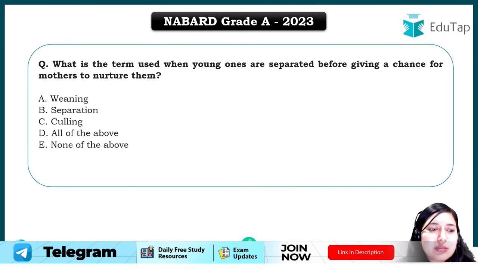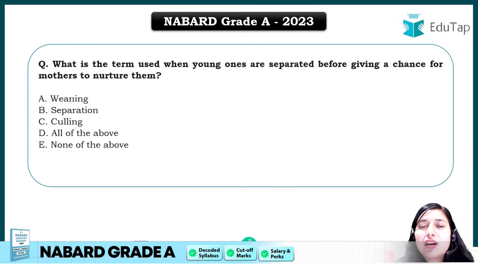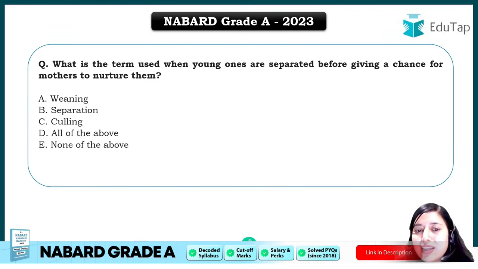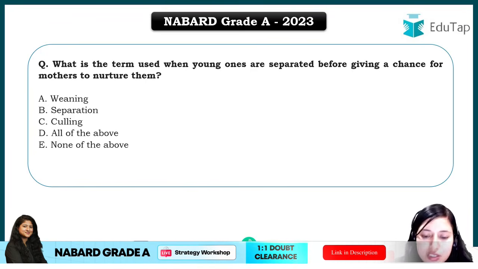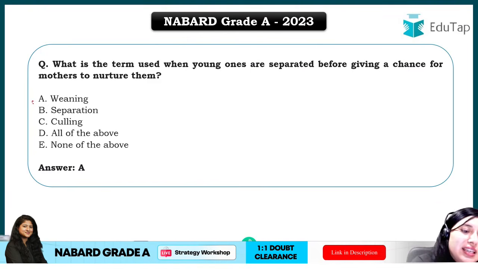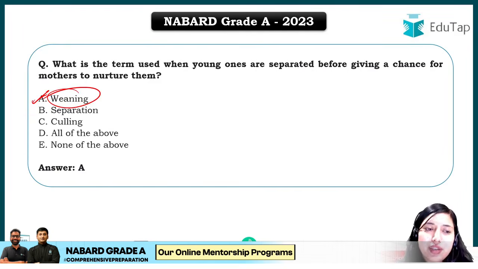Again, a question from animal husbandry. What is the term used when young ones are separated before giving a chance for the mother to nurture them? So this is a process followed in animal husbandry, where young ones are separated after their birth. These young ones are separated from mothers. So this process is basically known as weaning. The term given to this process is weaning.